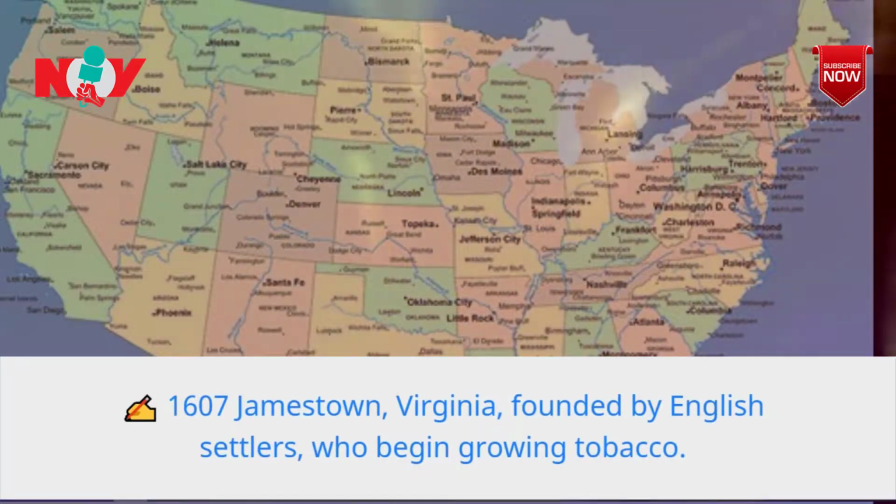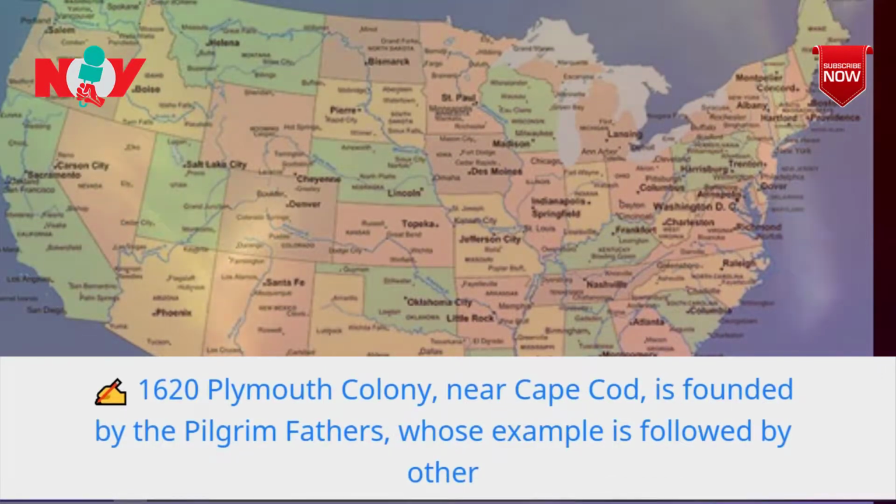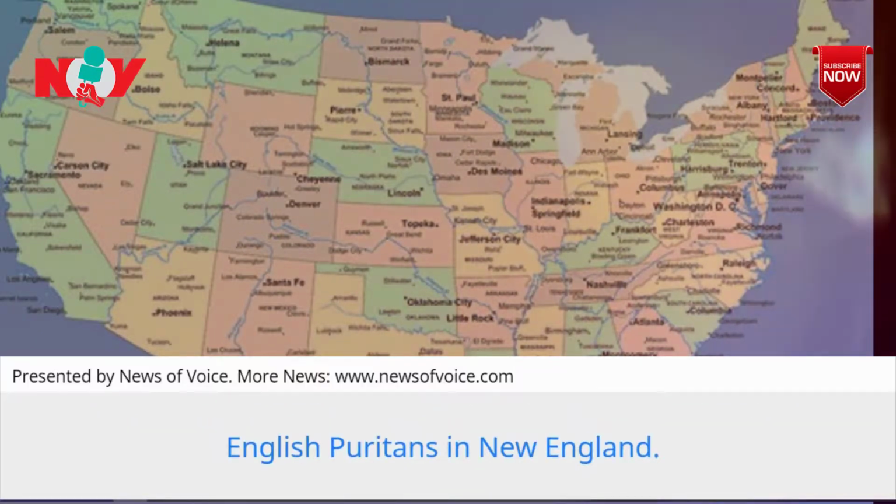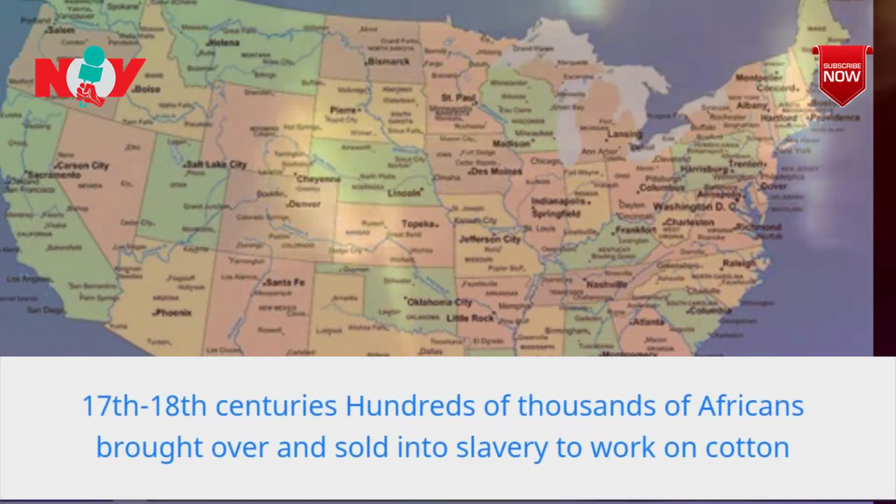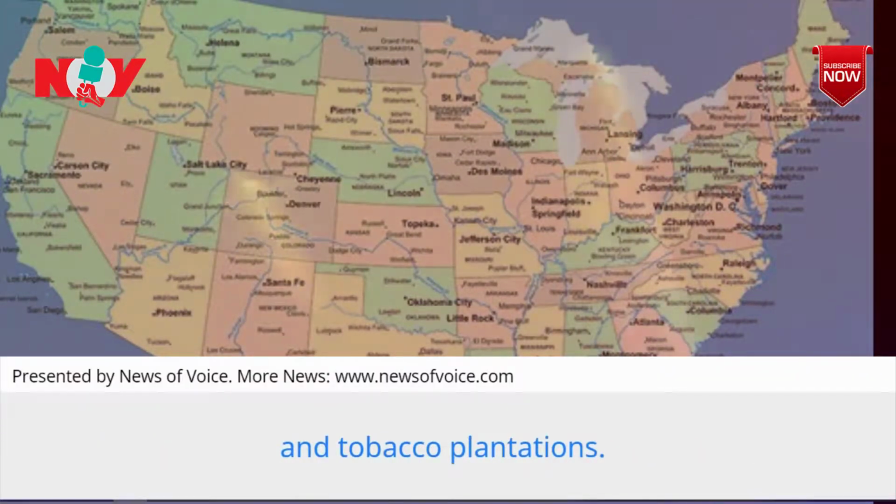1607: Jamestown, Virginia, founded by English settlers, who began growing tobacco. 1620: Plymouth Colony, near Cape Cod, is founded by the Pilgrim Fathers, whose example is followed by other English Puritans in New England. 17th–18th centuries: Hundreds of thousands of Africans brought over and sold into slavery to work on cotton and tobacco plantations.